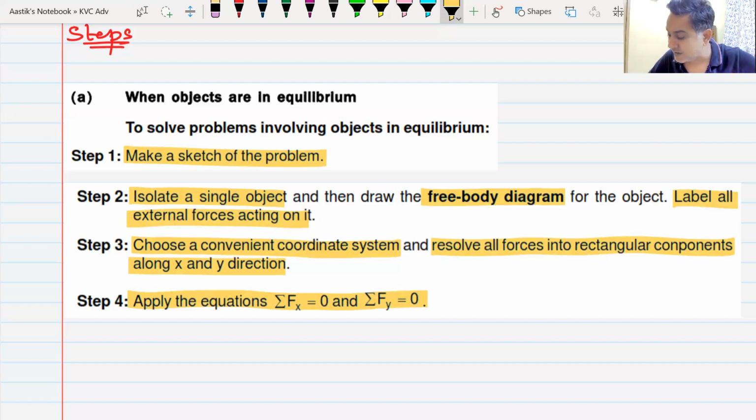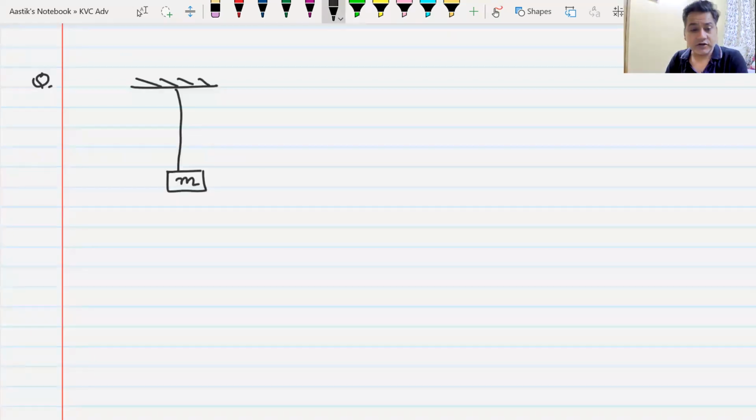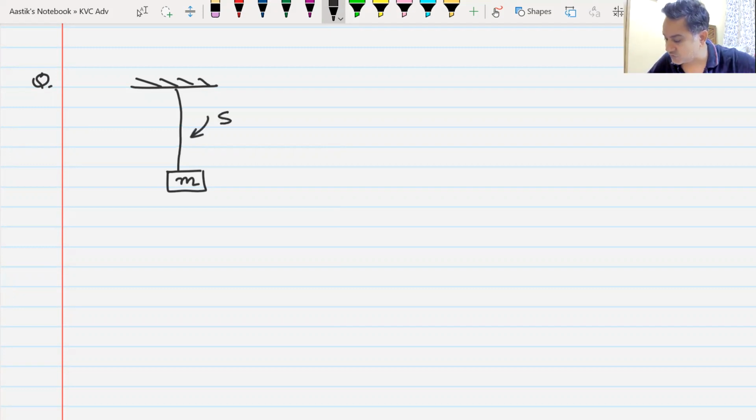Now we are going to apply whatever we have seen in a diagram, in a question. And this is the question that we are going to apply it to. I have drawn a body of mass m, and this body of mass m is attached to a string. You have to tell me what is the tension in the string.